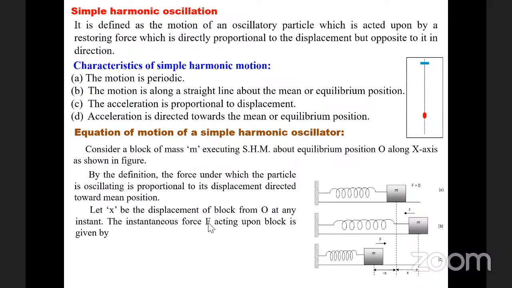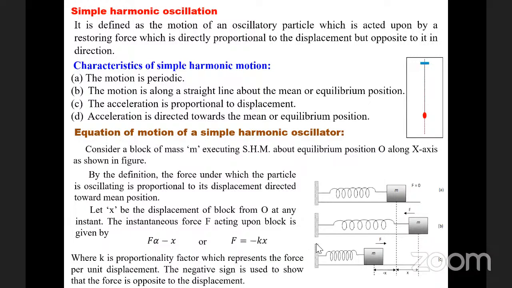So here let x be the displacement of the block from O at any instant. The force acting upon the block is given by F is proportional to negative x, or F equals minus kx, where k is the spring constant or proportionality constant. The negative sign is used here because the force is opposing the displacement. Next.